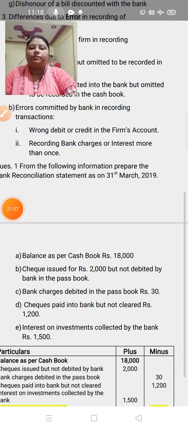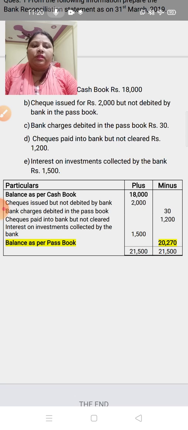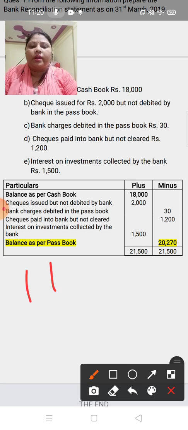Now, children, you have to solve your NCERT questions based on the balance, in which you have to find out balance as per passbook. Question number 1 to question number 5, practical questions.